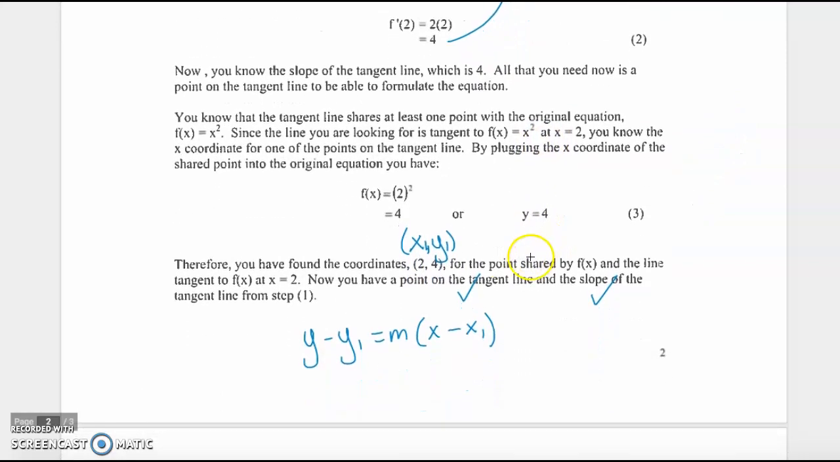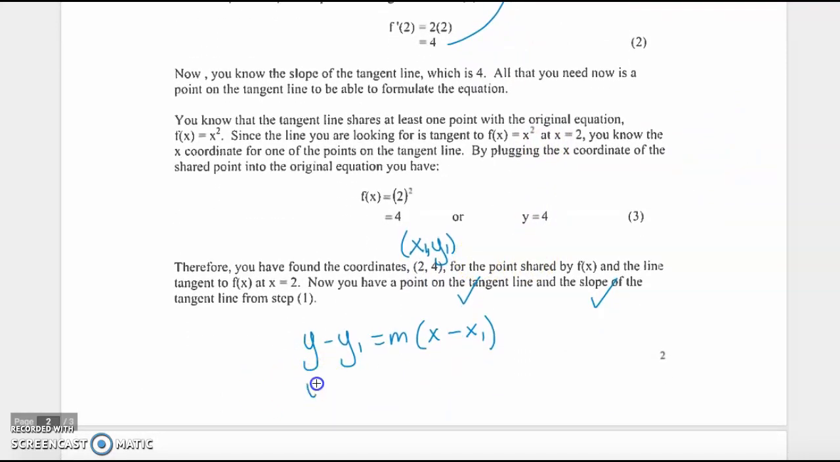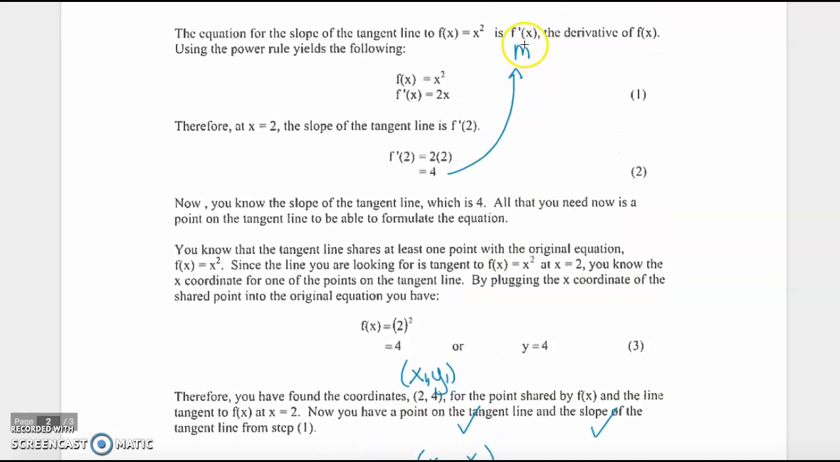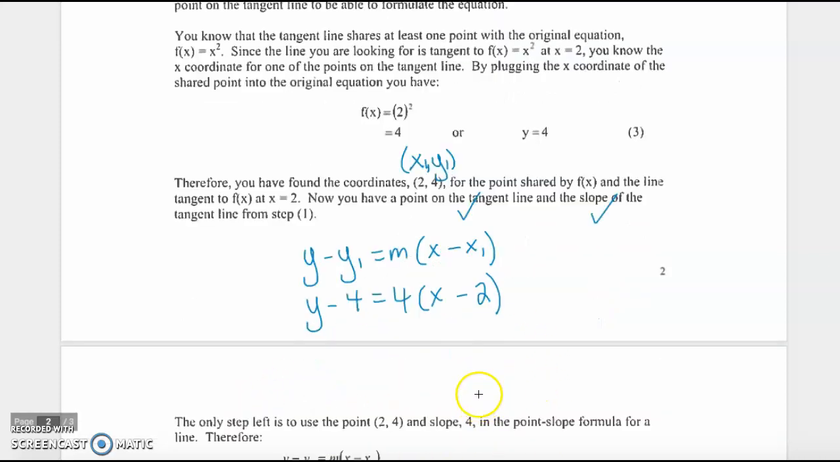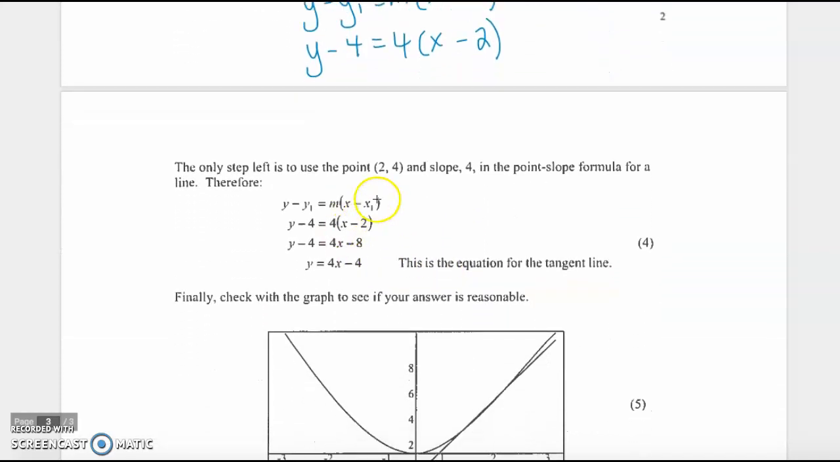So if I'm going to actually fill in my information for this, I can do y minus y1, which is 4, equals m, which was 4, and then x minus x1, which was 2. So I have officially done it. I've written the equation for my tangent line. So that's what we do here.